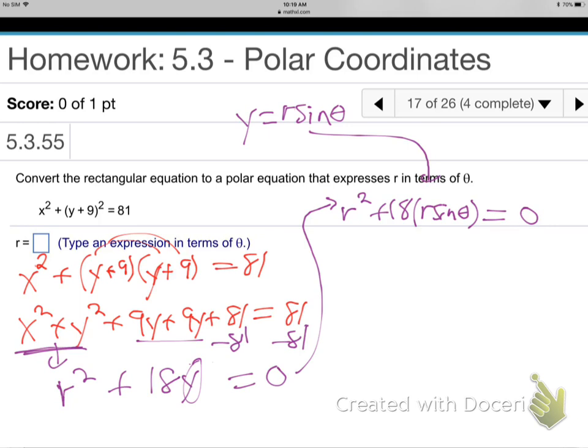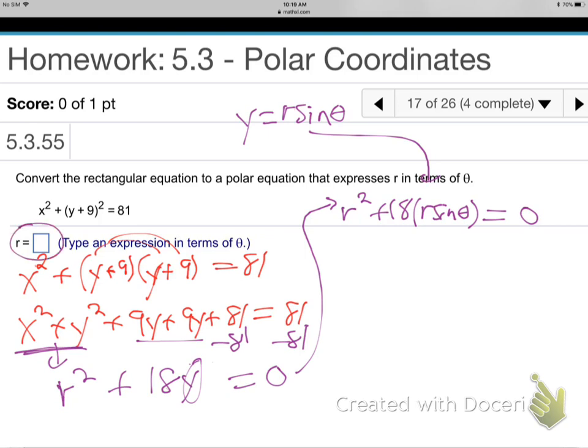Let me slow down a minute there so everybody can see what I've done so far. So I FOILed out the y plus 9, y plus 9. And then x squared plus y squared is r squared. And the 18y, y becomes r sine theta. So now I've got all r's and thetas, no x and y. I've replaced all the xy stuff by r theta stuff, haven't I? Okay, am I done? Well, almost.